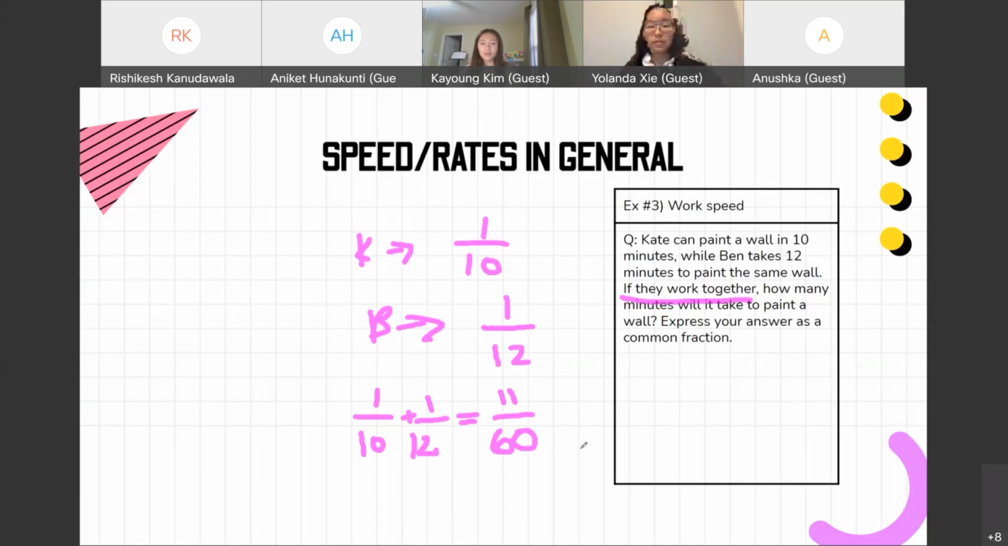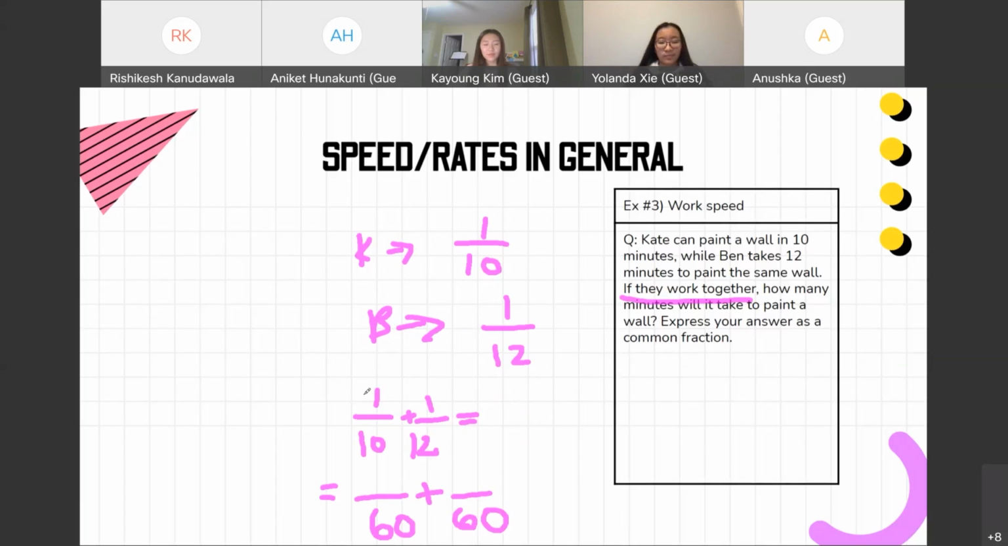How did you get 11? So 11, yeah, sorry, I went too fast. Let me go back. 10 and 12's common denominator is 60. So 12 times 5 is 60, which means you have to do 1 times 5, which is 5, and then 10 times 6, so you do 1 times 6 there. Okay, slow down. What are you saying?